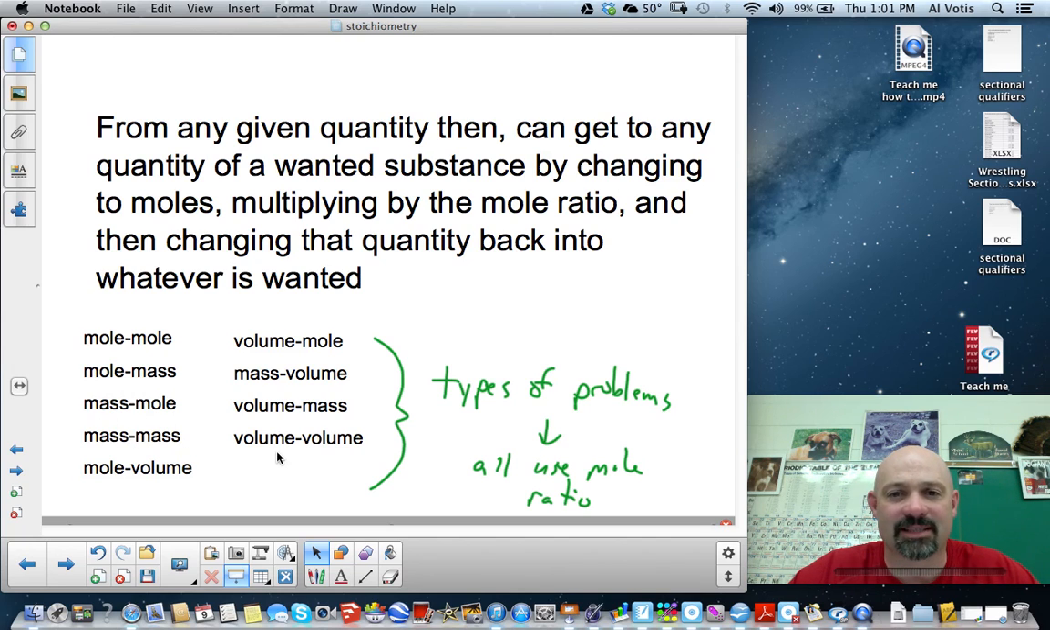But they all have the exact same thing in common. They all take your given quantity, get to moles of the stuff you want, and then change that back into the quantity that you want to get. So they're all 3-step problems.